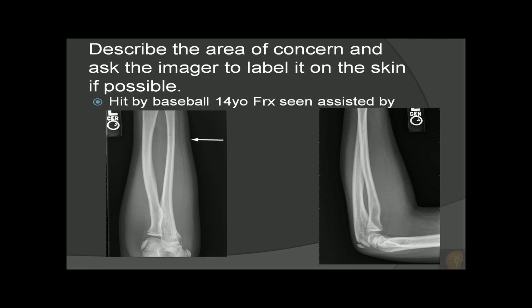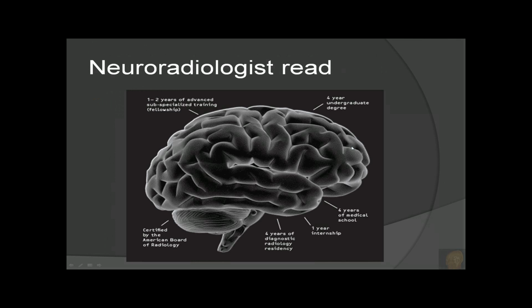And then when we're interpreting the image, we know where to focus in. So that is very helpful. Just like this case with the arrow, I can see a faint line here, and a faint line here. That's a fracture line.